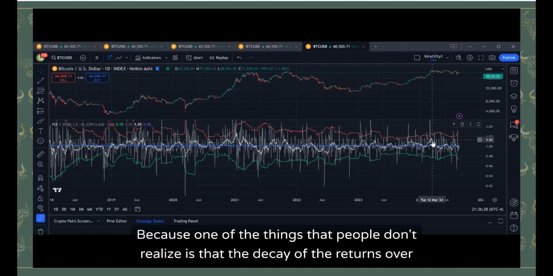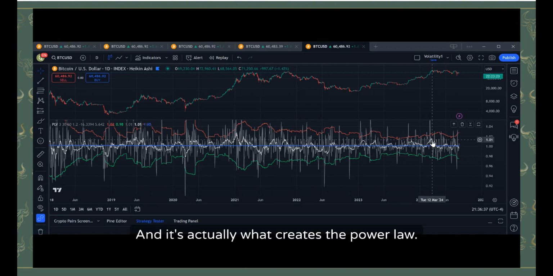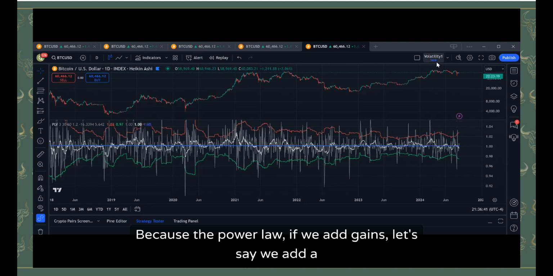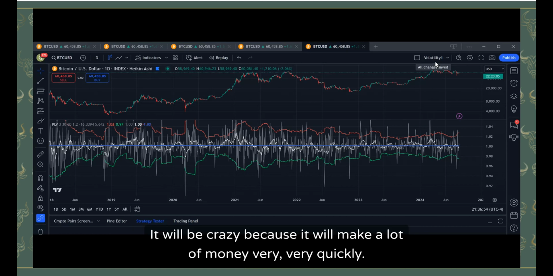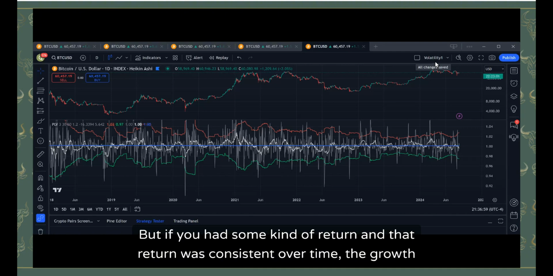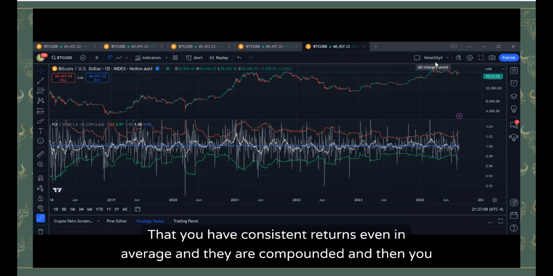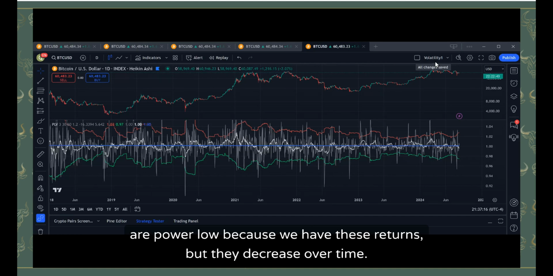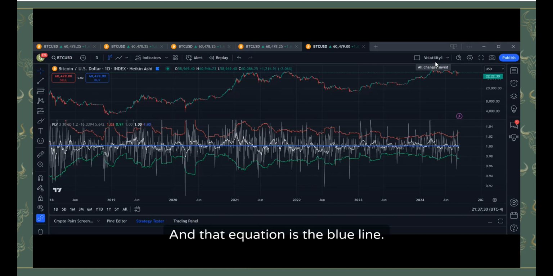One of the things that people don't realize is that the decay of the returns over time follows a very precise mathematical formula, and it's actually what creates the power law. If we had, let's say, 1.01, and Bitcoin went up on average 1% per day, it would be crazy because you would make a lot of money very, very quickly. But if you had some kind of return, and that return was consistent over time, the growth would be exponential. This is what exponential growth means: you have consistent returns, even on average, and they are compounded, and then you see an exponential. We have a power law because we have these returns, but they decrease over time. And it's a mystery why they decrease in a very precise mathematical fashion. You can write an equation, and that equation is the blue line.